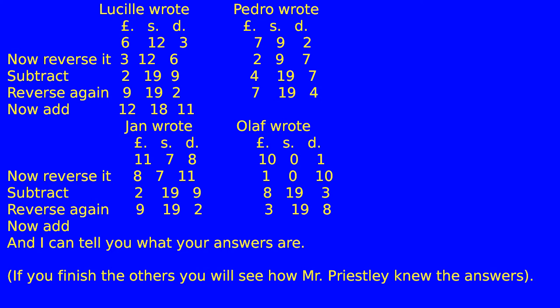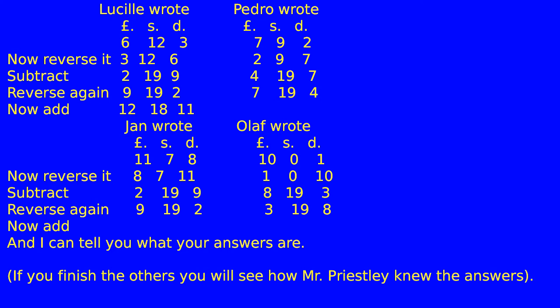Lucille wrote 6 pounds 12 shillings 3 pence. Pedro wrote 7 pounds 9 shillings 2 pence. Now reverse it: 3 12 6 and 2 9 7. Subtract: 2 19 9 and 4 19 7. Reverse again: 9 19 2 and 7 19 4. Now add: 12 18 11.